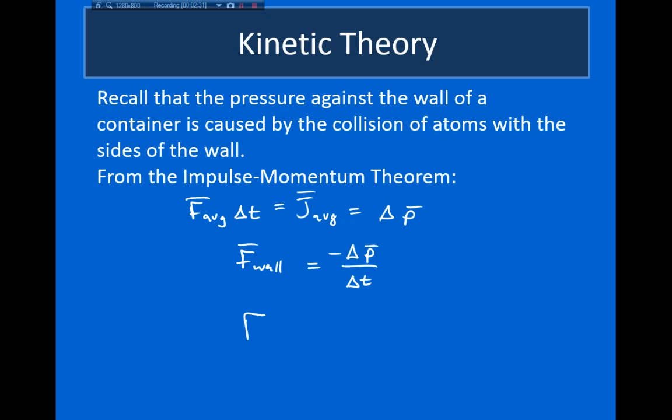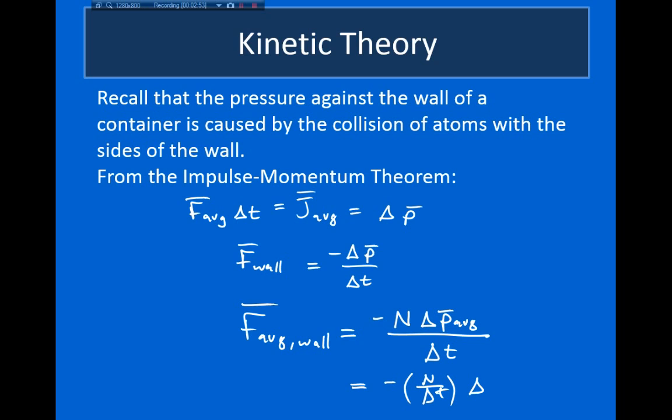So the total force, or the average force that is exerted on the wall of the container after some time delta t, is going to be equal to the number of collisions that occur times the average change in the momentum of the particle during each collision divided by delta t. Or another way of writing this, remember, is minus n divided by delta t times the average change in the momentum, where this n over delta t describes the rate at which collisions are occurring.